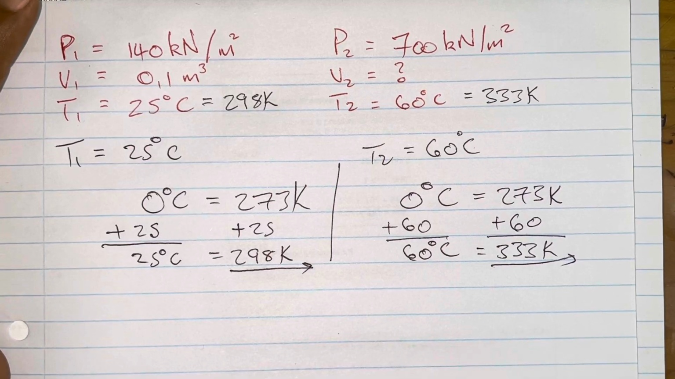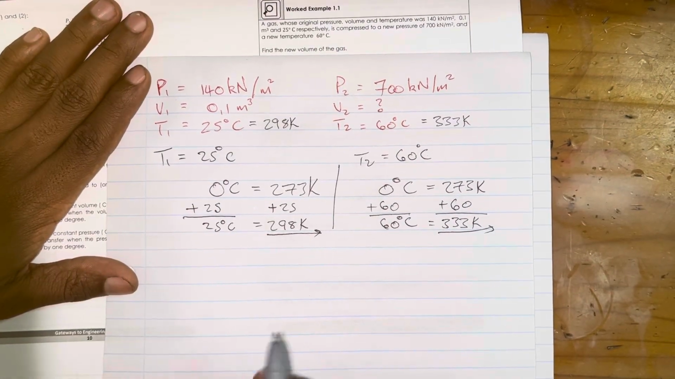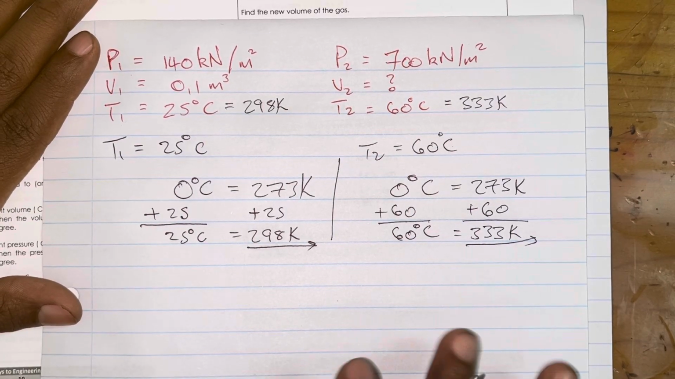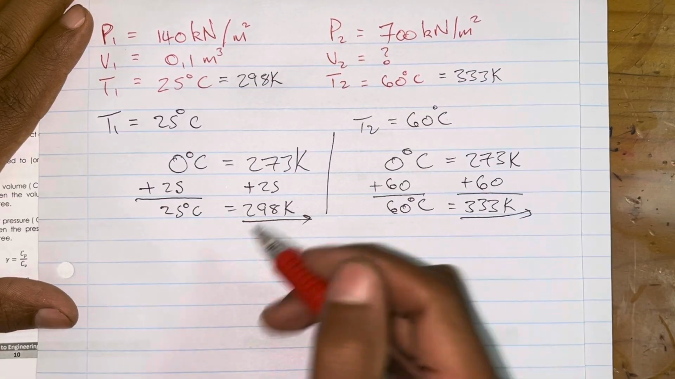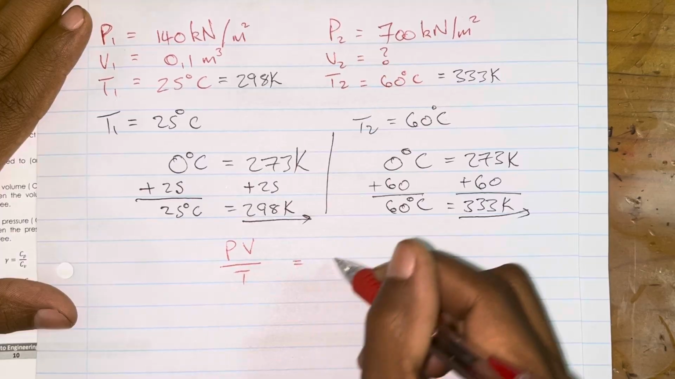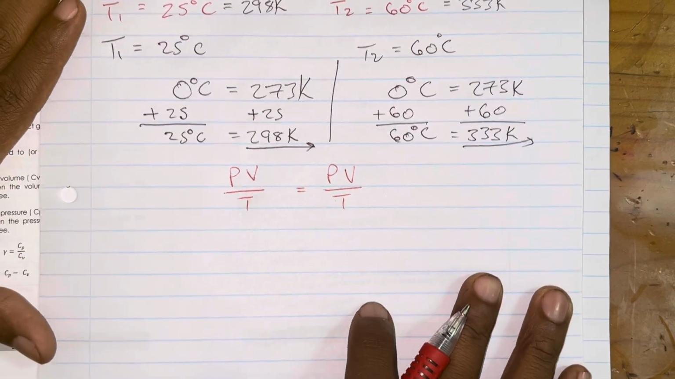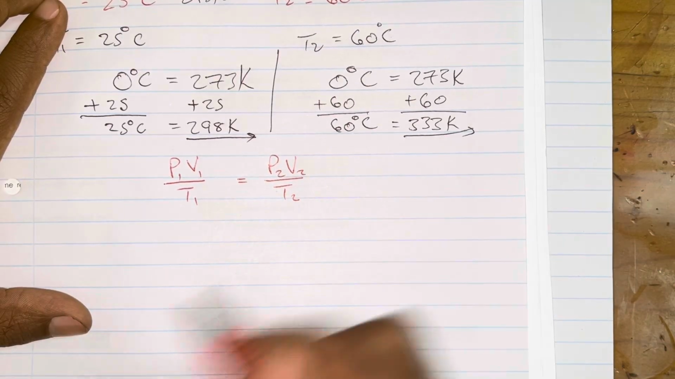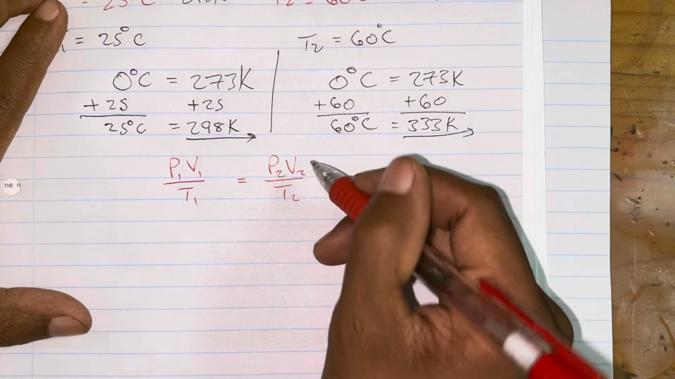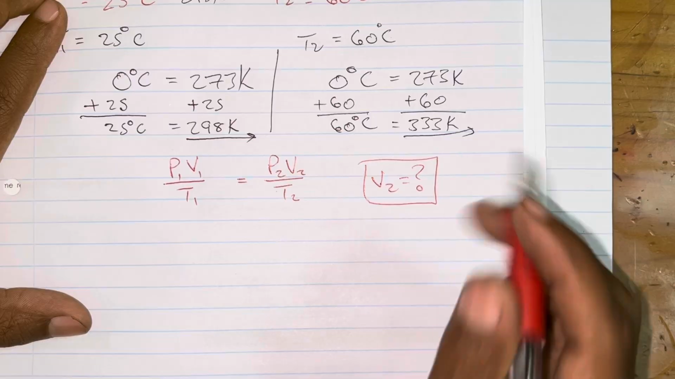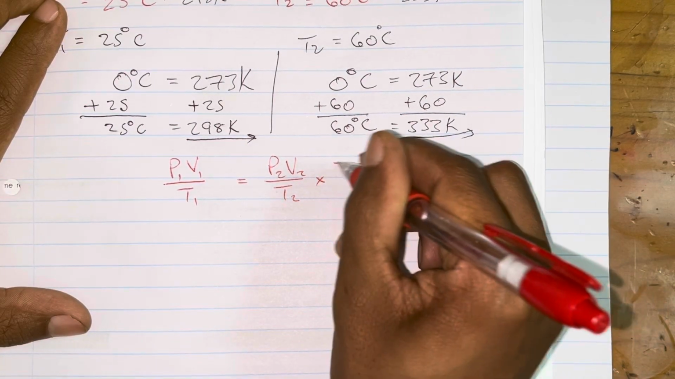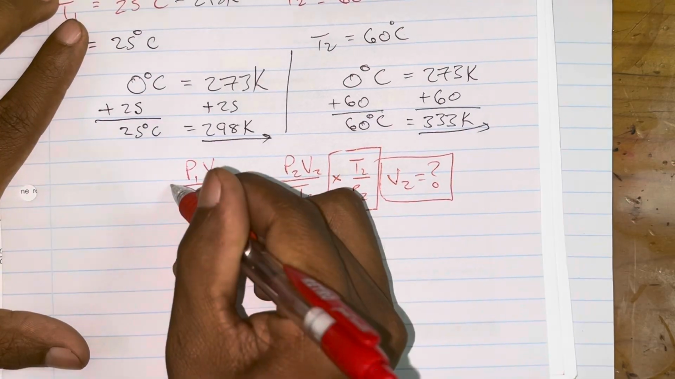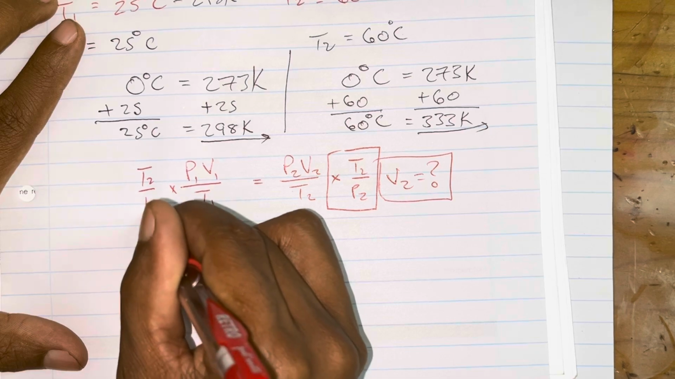So how are we going to proceed? We are going to proceed by stating the following. P1V1/T1 is equal to P2V2/T2. What that simply means is the following: P1, V1, T1, P2, V2, T2. And what are we looking for? We are looking for V2 equals to. In order for us to get V2, we are going to say times T2 divided by P2. And obviously if we do this on the right hand side, we should also do that on the left hand side. So it's times T2 divided by P2.